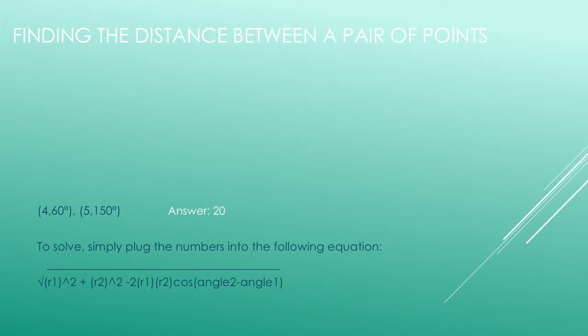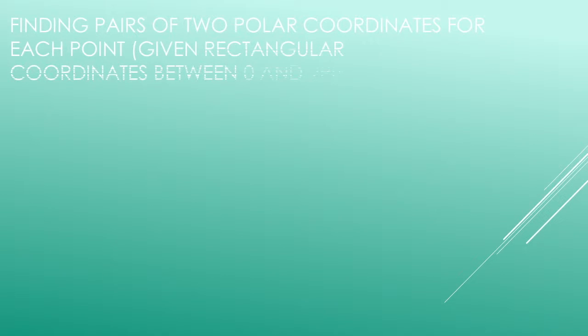So, what's the next thing we're going to talk about? Next, we're going to talk about finding two pairs of polar coordinates for each point, given rectangular coordinates, between 0 and 2 pi. Now I know that sounds like a lot, but again, this is something that's not really too complicated once you take a look at it. So, if we look at our question, it is (4, 9).